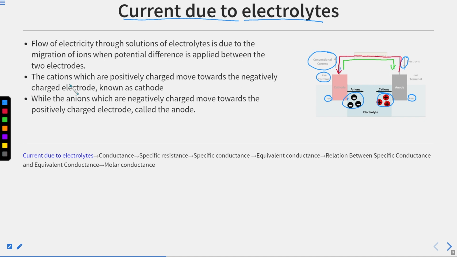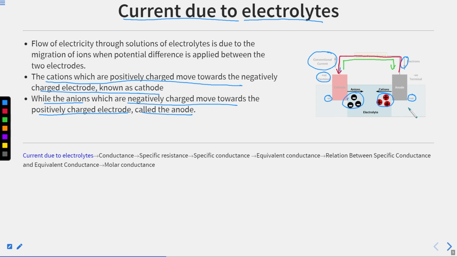So the same thing is written here. The cations which are positively charged move toward the negatively charged electrode. Okay, this is cathode, and the anions which are negatively charged move toward the positively charged electrode called the anode. And in this way, the current flows in an electrolytic solution. So this is our electrolytic solution.